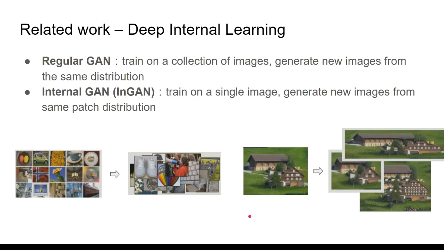While a regular GAN trains on a collection of images and generates new images from the same distribution, internal GAN, however, trains on a single image and generates new images from the same patch distribution of the input image.